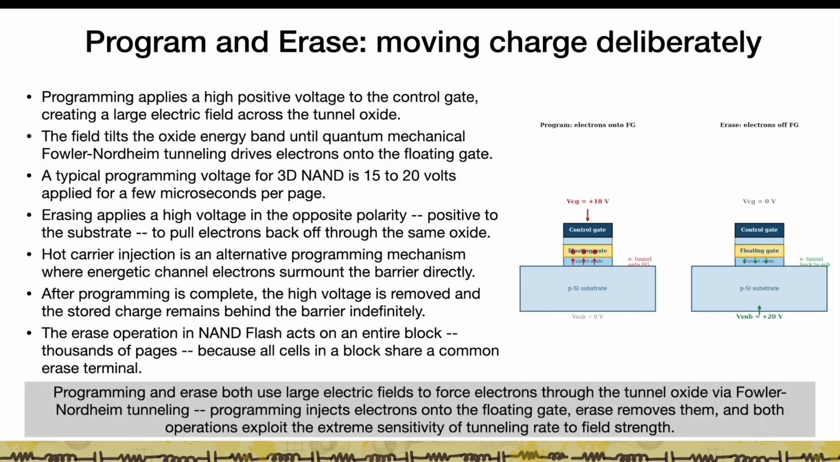And because NAND flash erases at the block level, all cells in a block share a common erase terminal. Every cell in a block is erased simultaneously whether you want to erase them or not. Erasing one page in a NAND block means erasing the entire block and then reprogramming all the pages you want to keep. That erase granularity constraint is the origin of write amplification and garbage collection in every flash controller ever built.